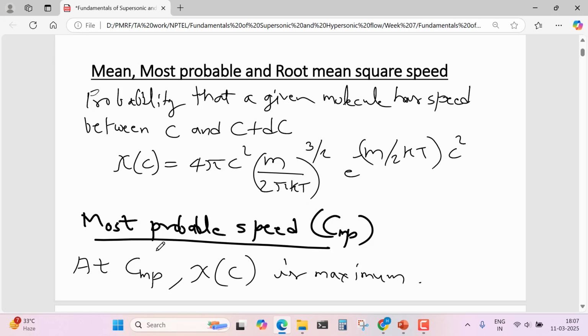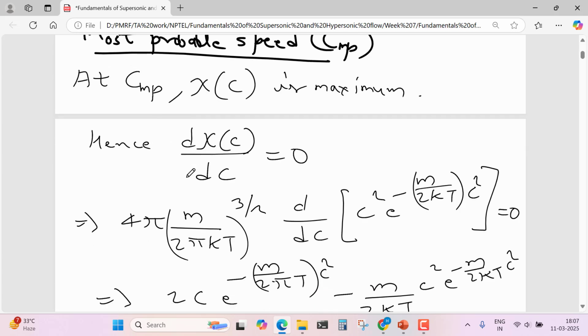First we will find the most probable speed. What is the most probable speed? It is the one which has the maximum probability. This gives the probability, so we have to find the speed at which this probability is maximum. What is the condition for maximum? Its derivative with respect to speed should be 0. So d chi(c) upon dc equal to 0.